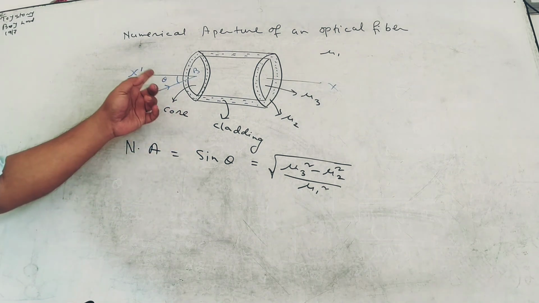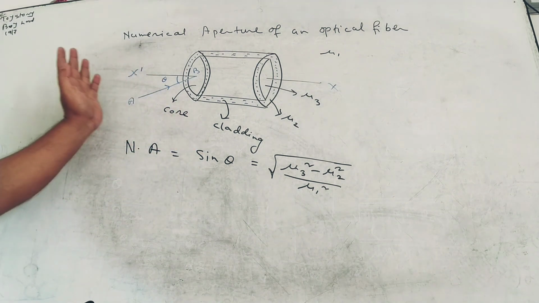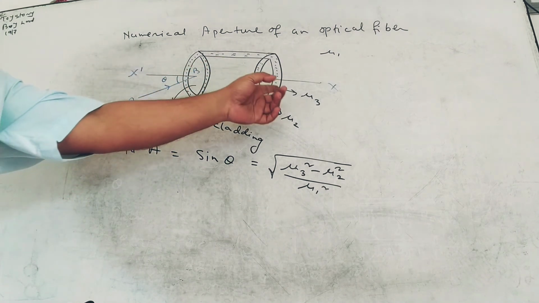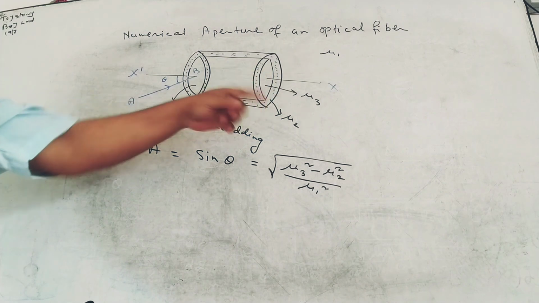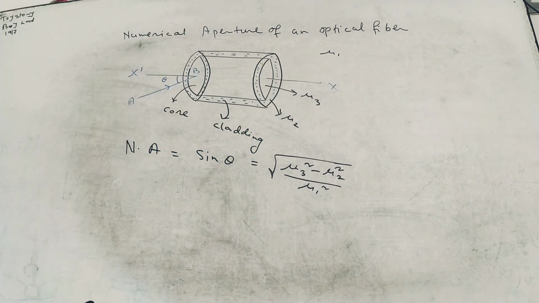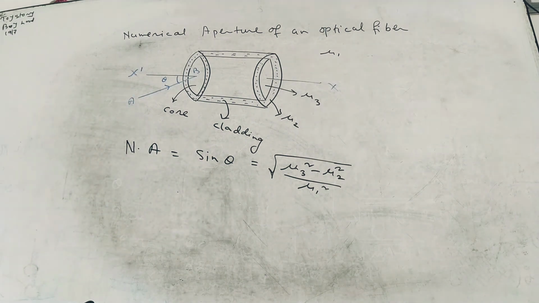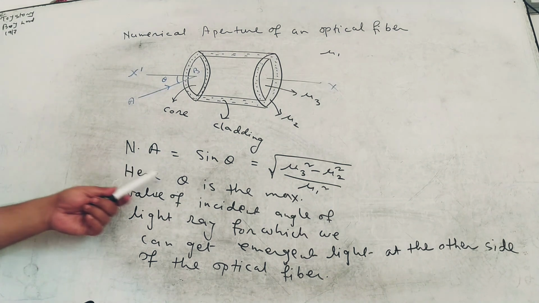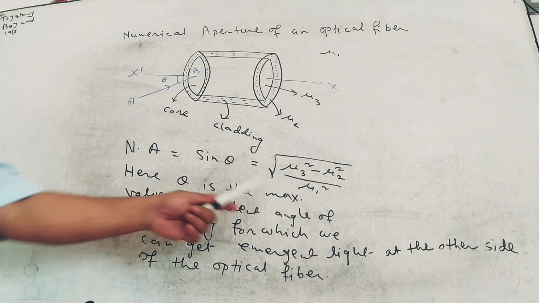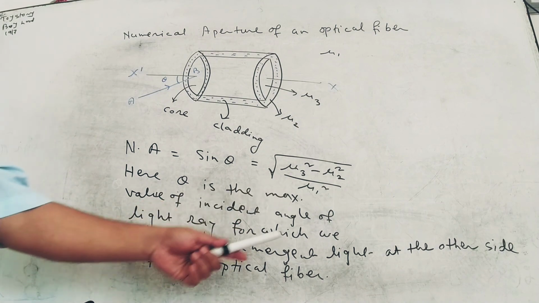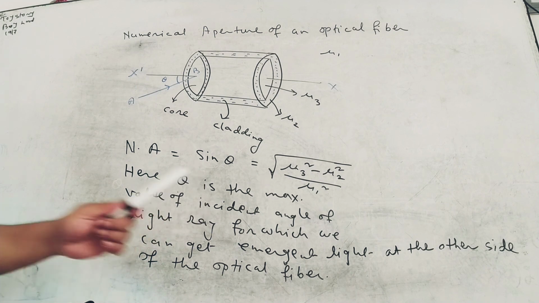Here theta denotes the maximum value of the angle of incidence for which we can get the light ray on the other side of the optical fiber. This is known as numerical aperture. Theta is the maximum value of the incident angle of the light ray for which we can get emergent light at the other side of the optical fiber.